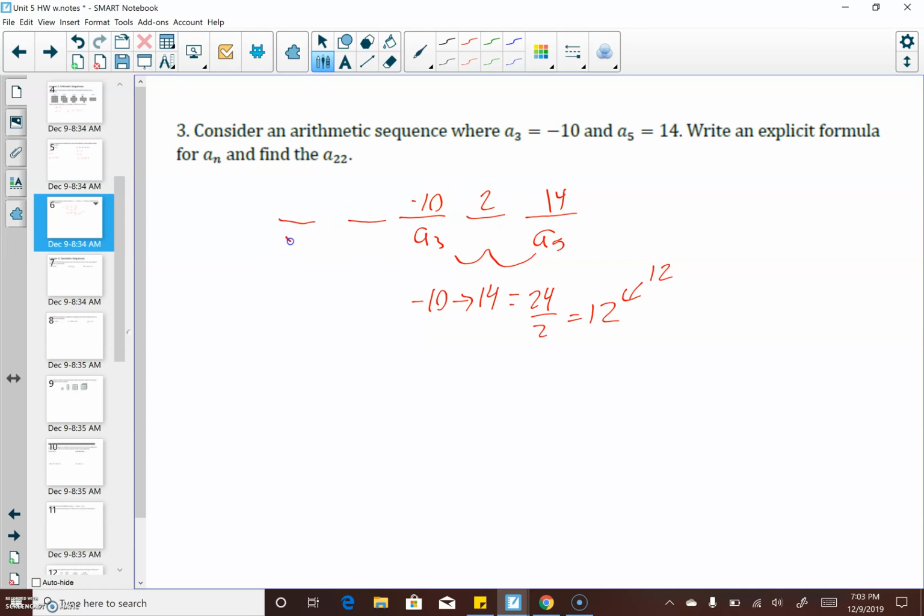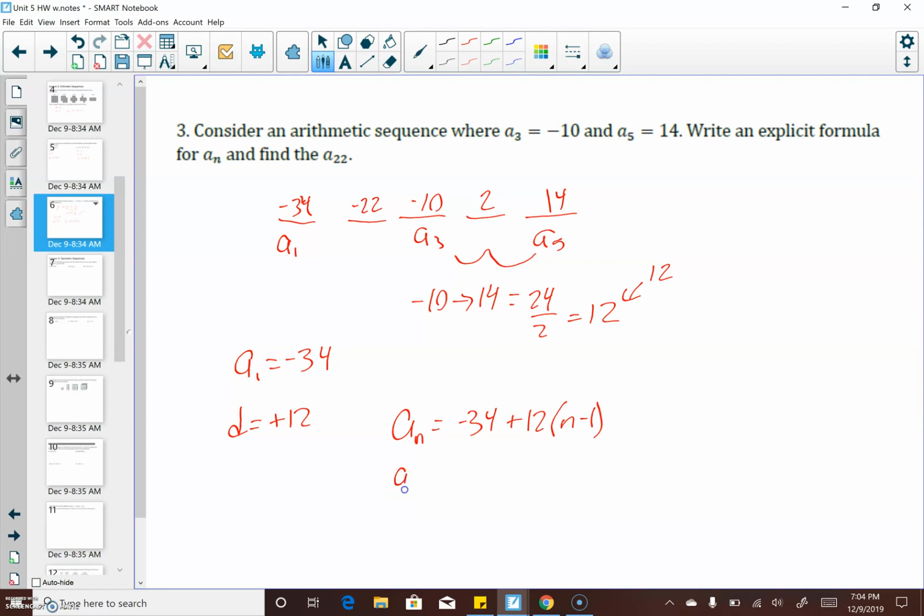So now we're going to work our way backwards to get our first term. If we subtract 12 from negative 10, we get negative 22. And if we subtract 12 from negative 22, we get negative 34. So our first term is negative 34. Our common difference, or our pattern, is plus 12. So our formula is going to be a sub n equals negative 34 plus 12 times n minus 1.